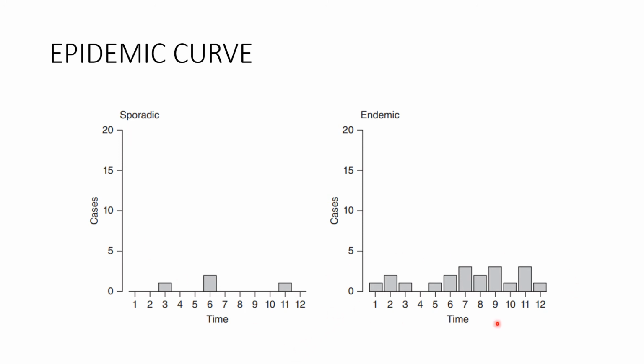Now, with regards to endemic, within an endemic disease, we would expect it to be present. The number of cases may fluctuate, but we expect it to be present in an endemic area. Hence, there are different numbers of cases as time progresses. But what's important here is that it's always there.